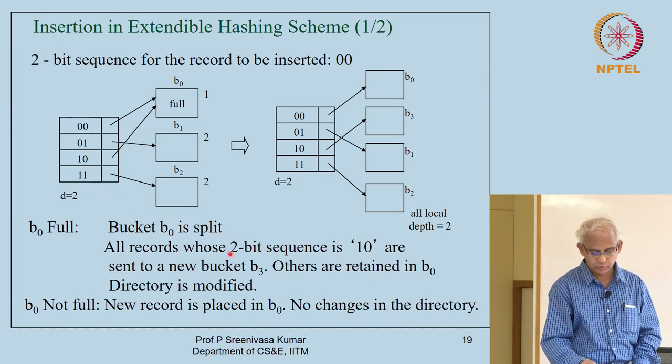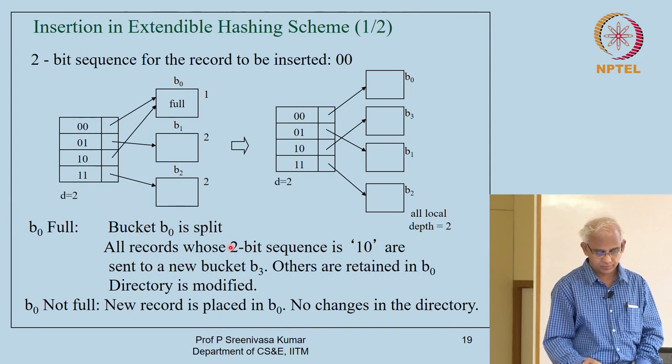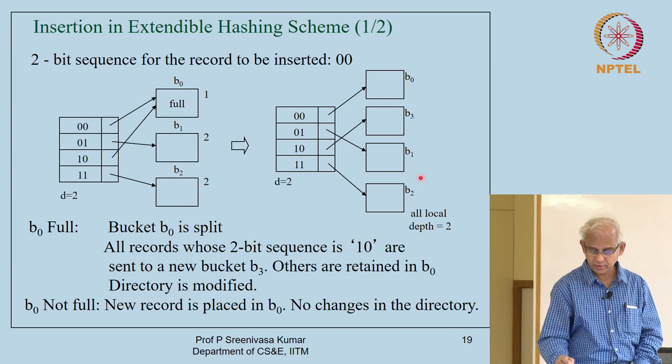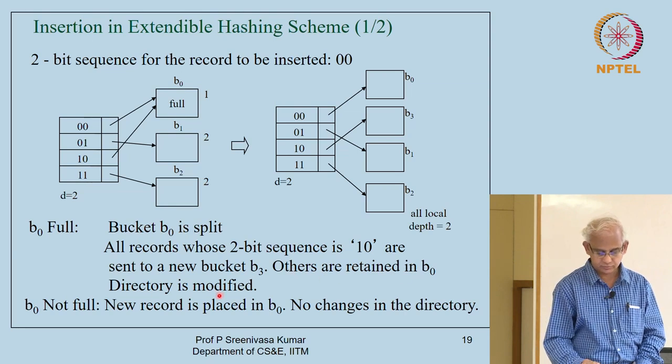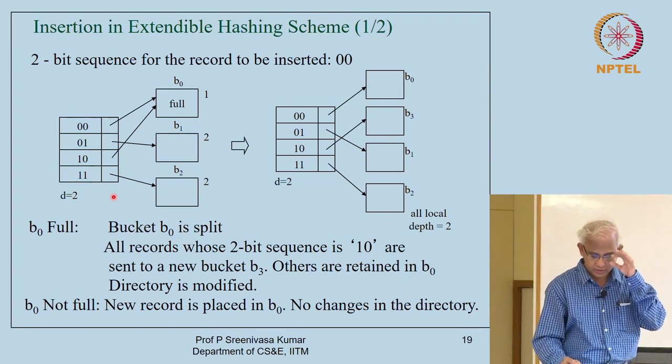All the records whose 2-bit sequence is 1 0 are sent to a new bucket B3, which we will create, and the others are retained in B0, and the directory is appropriately modified. So that is how it will work.